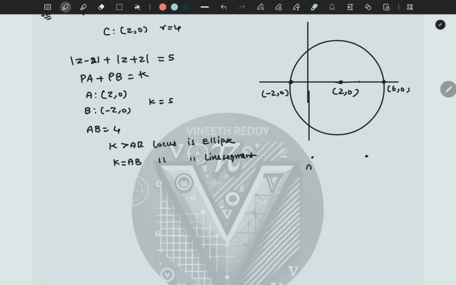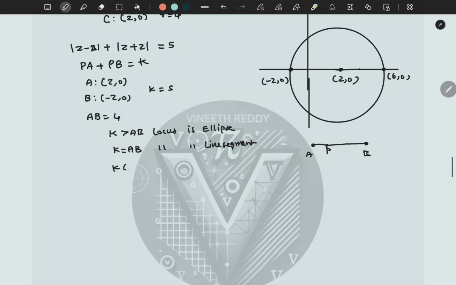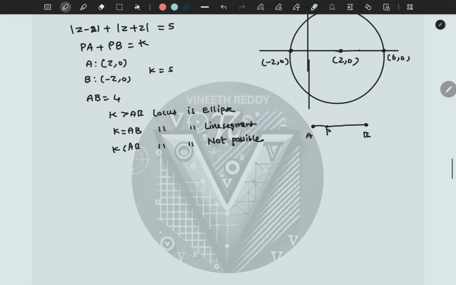For example, this is A, this is B. Now P can be anywhere on this line segment, and PA plus PB will be equal to AB. Now if K is less than AB, then the locus is not possible, that means there is no such curve possible. Anyways, here the locus is an ellipse. That means K, in this case, will be equal to 2A, and that is equal to 5, dear students. And this will be a horizontal ellipse because the foci are on the x-axis.